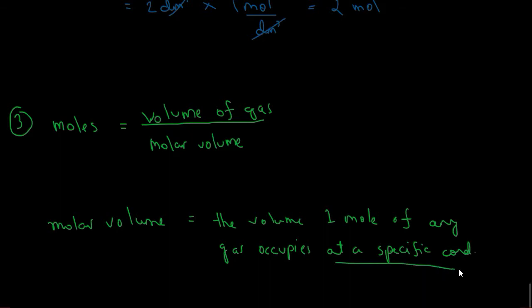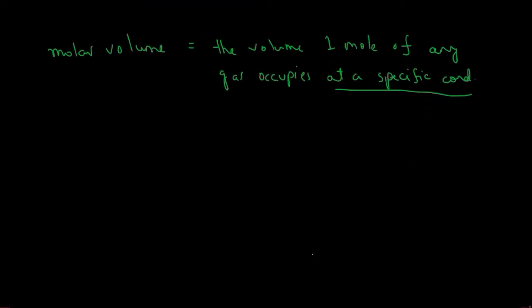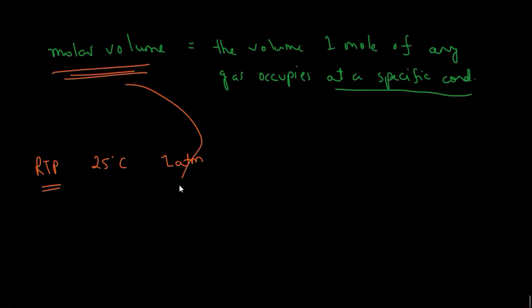So this is a very important bit of information. What I mean by a specific condition is if you go to a different temperature, different pressure, this molar volume is going to change. That same 1 mole of that particular gas is going to occupy a different volume at different temperature and different pressure. So at room temperature and pressure, at RTP, which is 25 degrees Celsius and 1 atm of pressure, the molar volume is a constant.